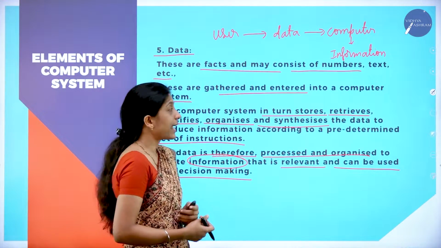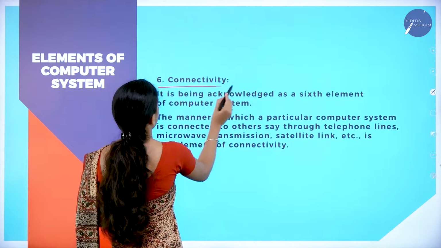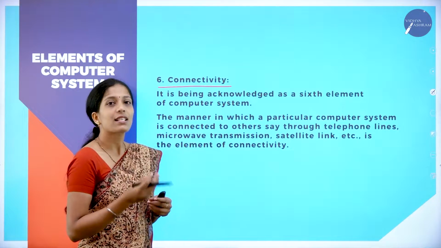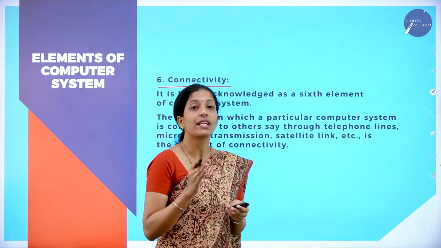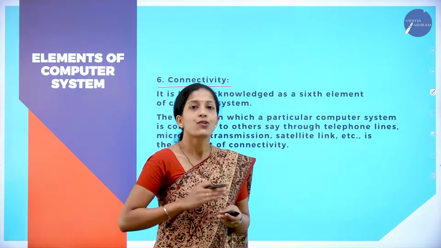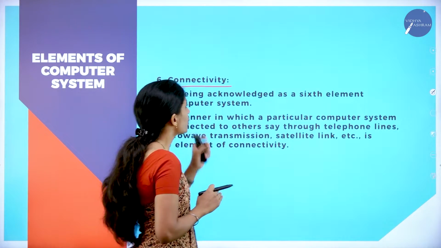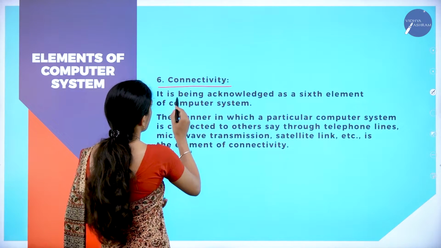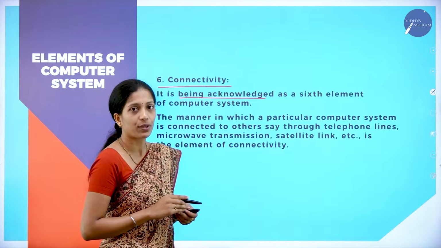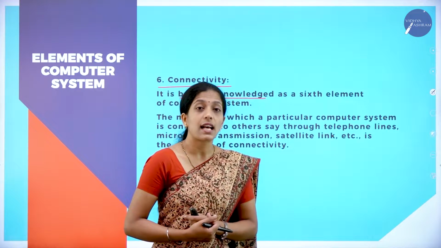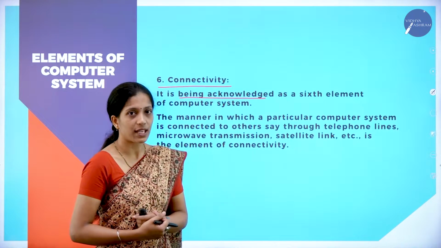Now coming to the next element, that is connectivity. What is this connectivity? There should be a connection, right? As I have told you, it is an electronic device, so there should be a connection. Let us see what this connectivity is. It is acknowledged as the sixth element of the computer system. So connectivity is the sixth element of the computer system.